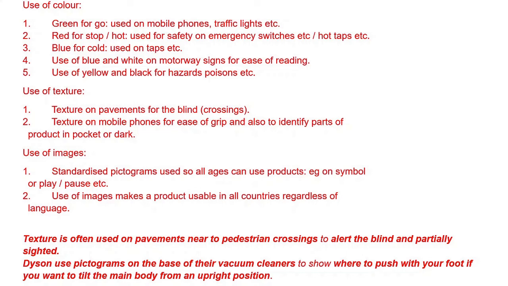Textures on mobile phones make the phone easy to grip and help identify parts of the product, so you can pick it up in your phone pocket quite easily. You may also have braille on signs, like at train stations, for example. If you're trying to work your way around, you'll find there are little dots on there, that's braille, so they can see it nice and clearly. So, use of images: standardized pictograms mean all ages can use the product.